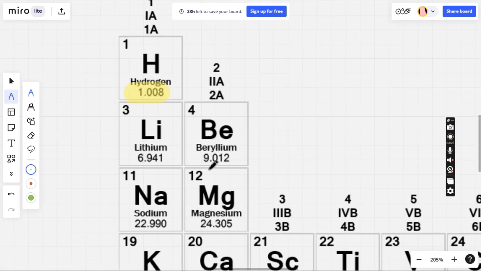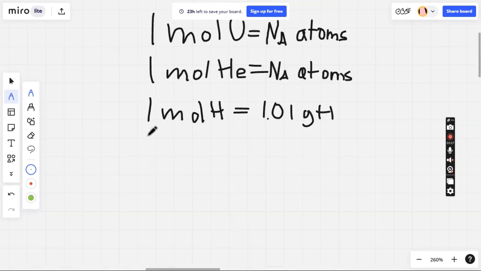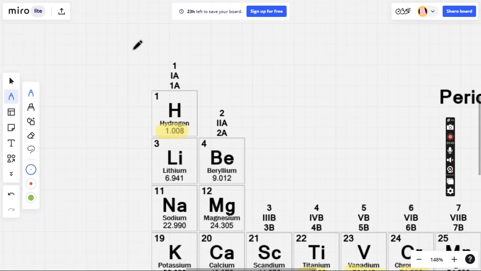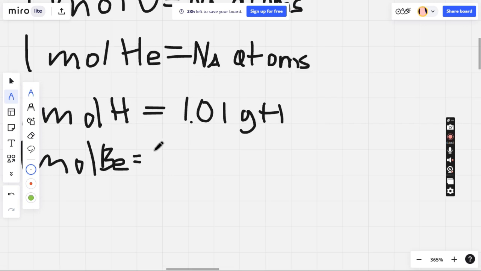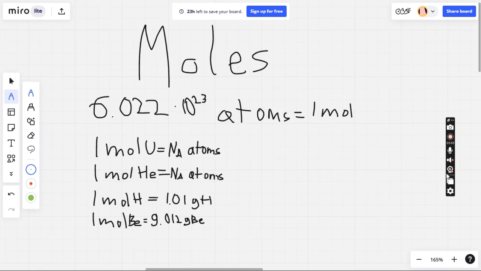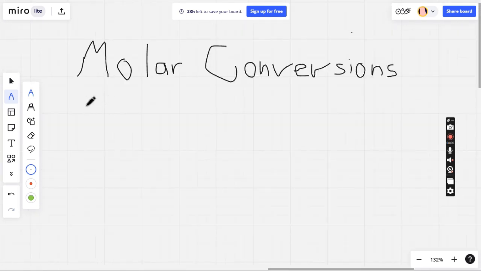And then let's say you want to look at beryllium, you just go 1 mole of beryllium equals 9.012 grams. But of course you have to put this in conversion format, which we're going to get to right away. Might actually get kind of hard.